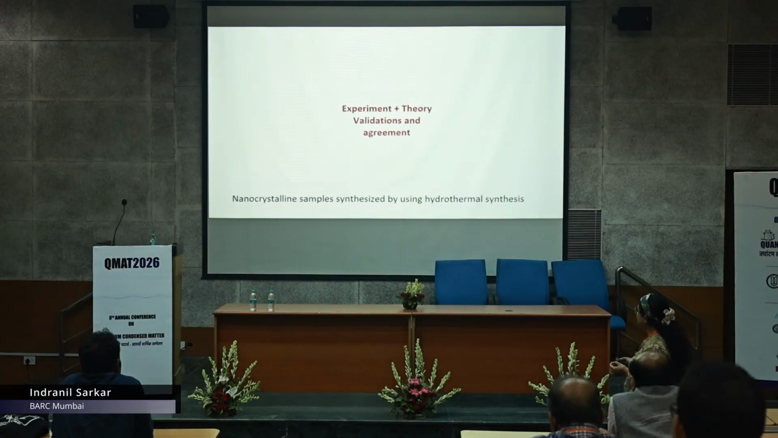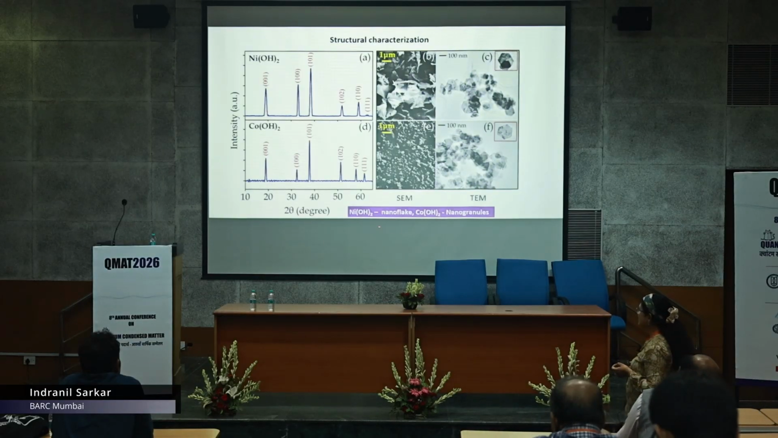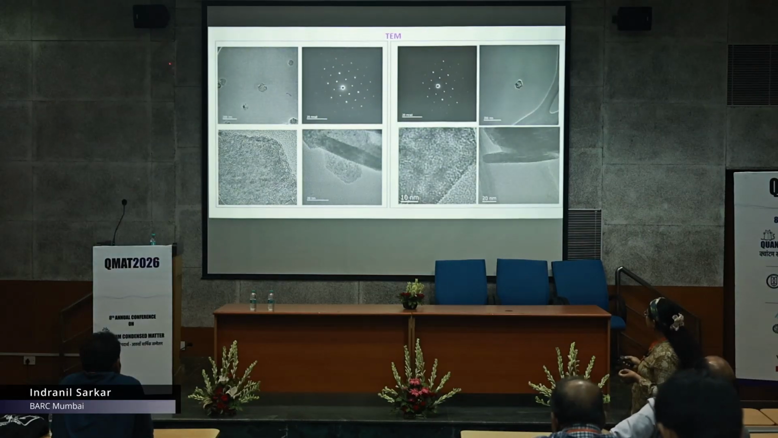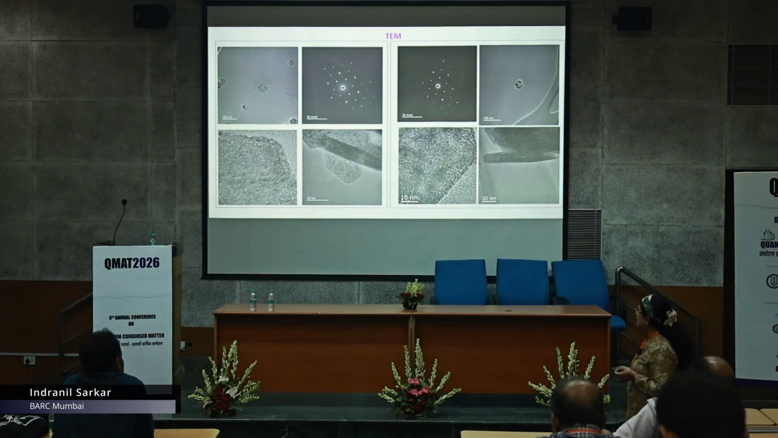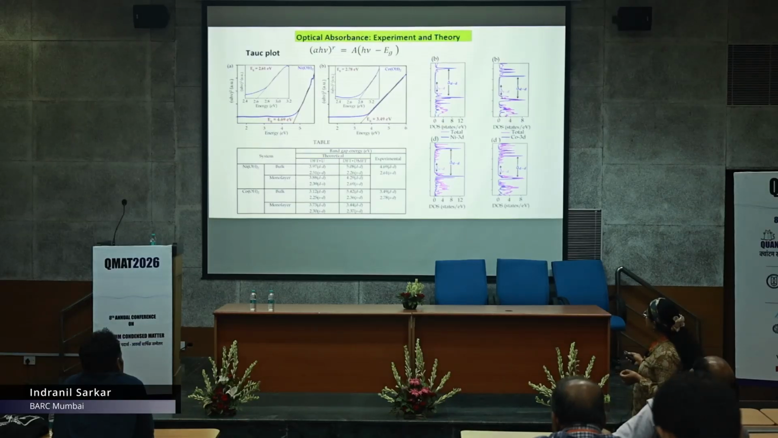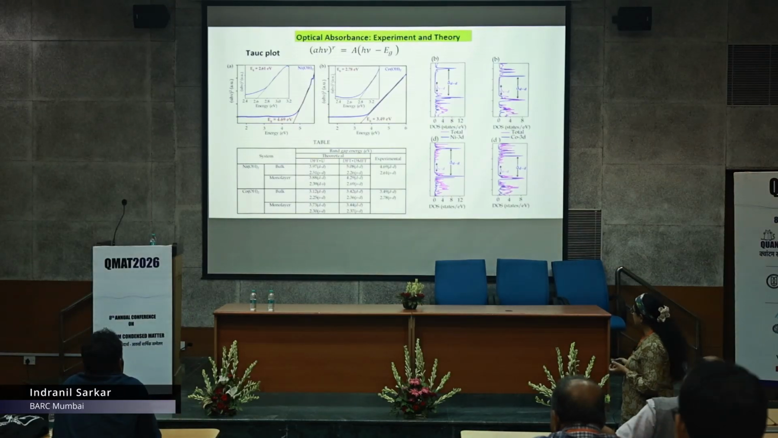Next, we prepared some nanocrystalline samples by hydrothermal synthesis. We have shown that the nickel hydroxides are more like nanoflakes, cobalt hydroxides are like nanogranules, and TEM has shown us flaky behavior, with 6-fold symmetries definitely present. From optical absorbance and the Tauc plot we calculated the DD and SD splitting and matched it with DFT plus DMFT, which gave us a wonderful agreement.